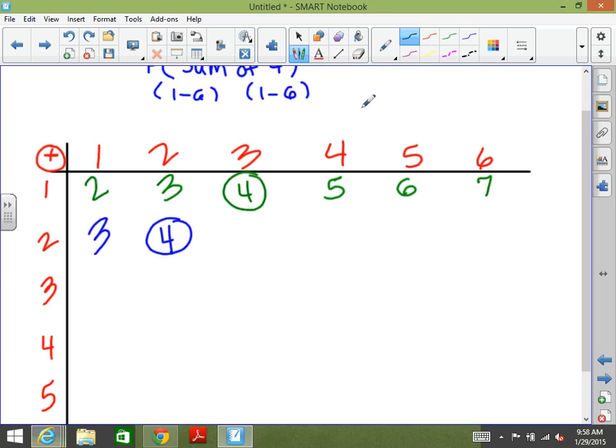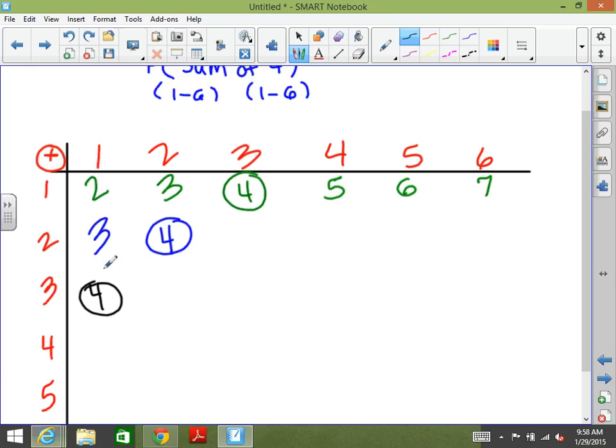We want to work smarter. Okay, here we go. Next row. A 3 on the first cube, a 1 on the second cube, and I get 4. Am I going to get any more 4s if I keep adding? Nope, so we circle it.